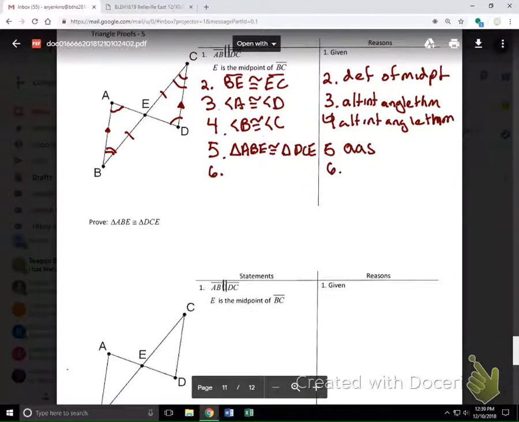I also have number 6. I don't need number 6. Sorry about that. My only goal was to show the triangles were congruent. I did that in 5 steps. Okay, our next one, I'm going to replace the slide so I can scroll down.